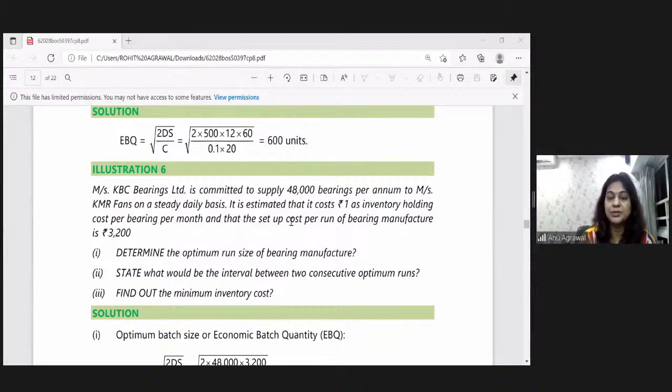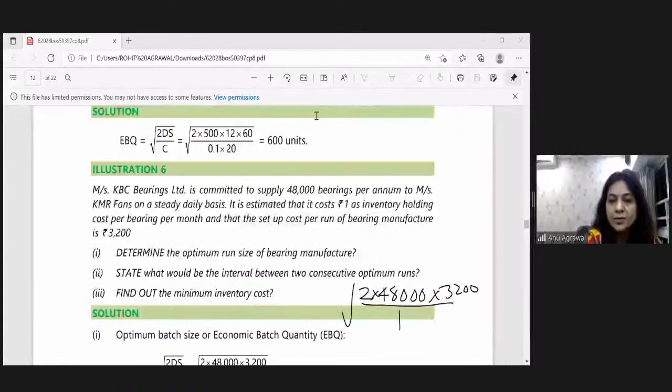I think we can just put it in the formula. 2 into, what will be the optimum run size, or you can say the optimum batch size. It will be 2. What is your annual requirement? 48,000. What is your setup cost? 3,200. What is your inventory carrying cost? 1 rupee. Calculate, and you will get your optimum batch. Yes or no?